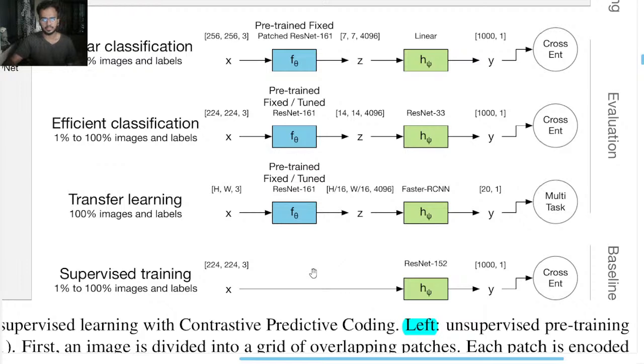And there's a supervised baseline. They have shown how they trained it, using from 1 to 100% of images from the ImageNet dataset. They just have one network, ResNet 152, and you pass the image through this model, and then you run a cross entropy loss.